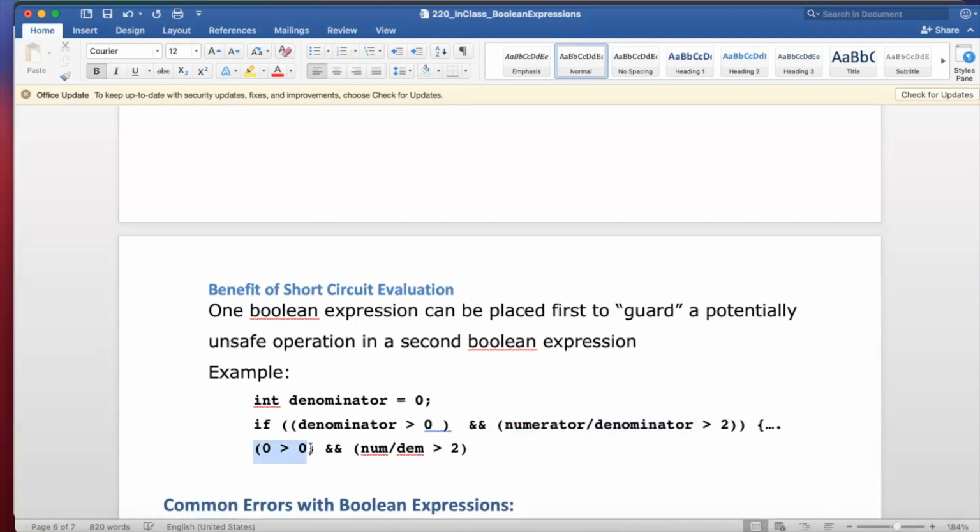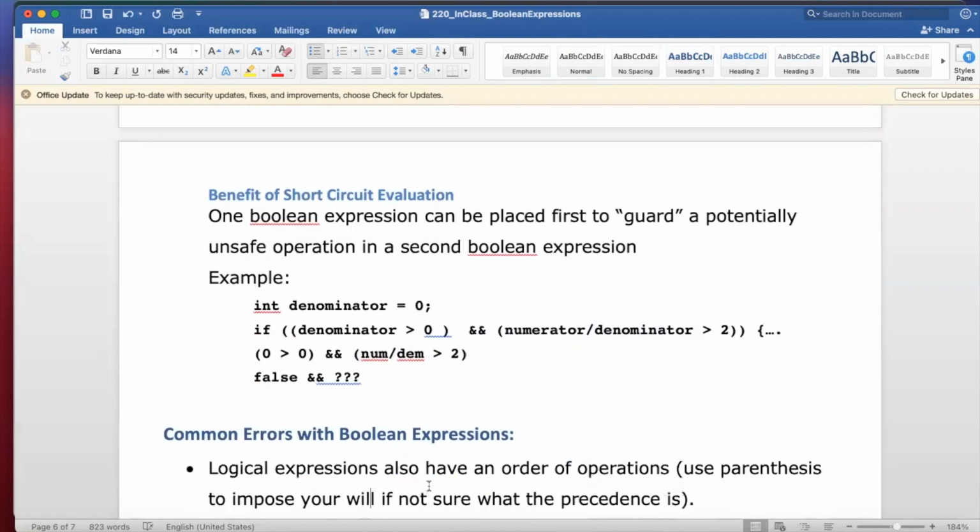And when I evaluate the first guard to check to see, is 0 bigger than 0, I'm going to get a false value. And then I immediately know that the overall answer is false, and it doesn't even matter what I put in here as the second expression. Java will automatically stop executing before it attempts to do this unsafe mathematical division operation and crash your program. You can exploit the benefits of short-circuit evaluation to protect against unsafe operations in your program.